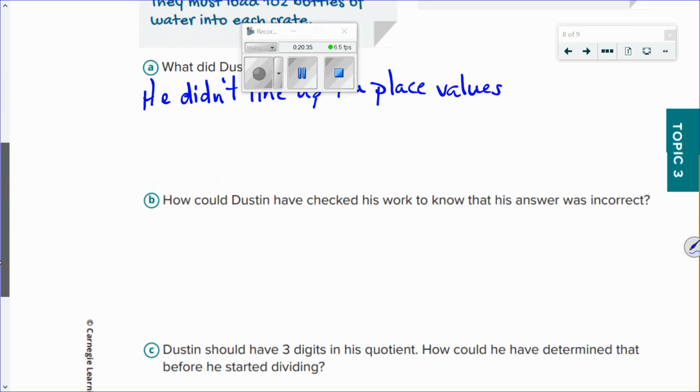How could Dustin have checked his work? There are actually 2 answers to this one. Austin?